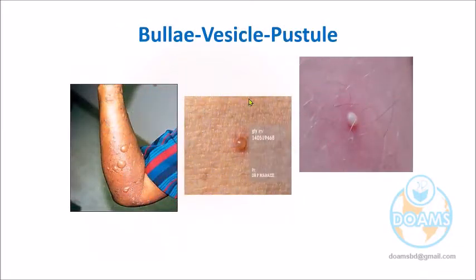Okay. Again, these are elevated lesions, but the content of the lesions are fluids. So initially, we are telling this is bulla, this is vesicle, and this is pustule. So here, size matters, but the important matter is the content of the lesions. If the fluid is water only, it is bulla, and if it is smaller, it is vesicle. But this smaller one, if it contains pus, it will be termed as pustule.